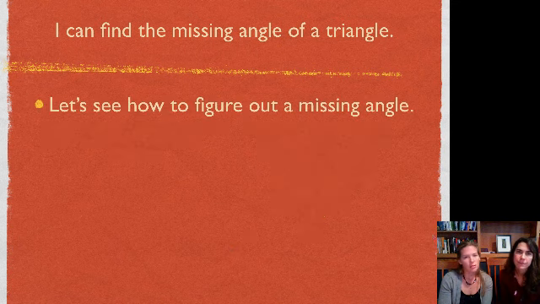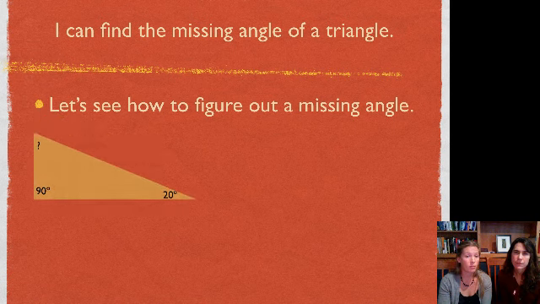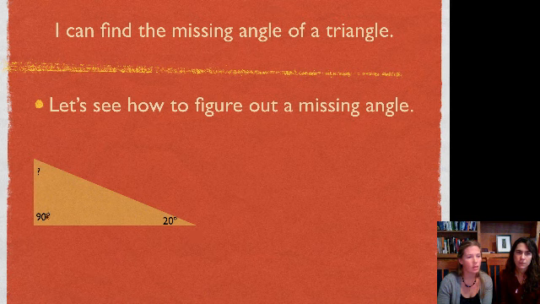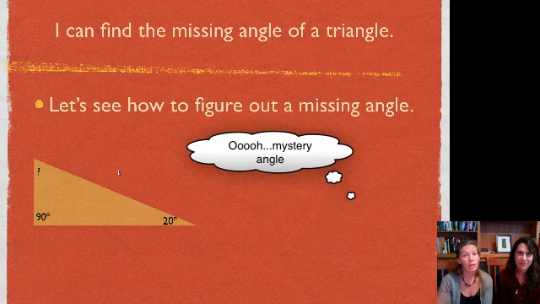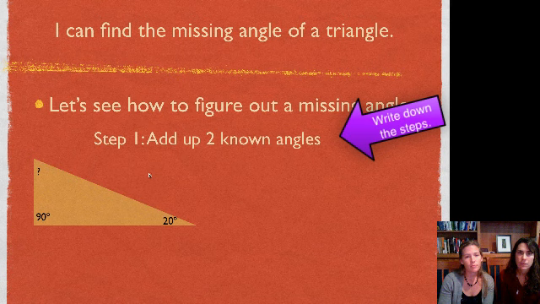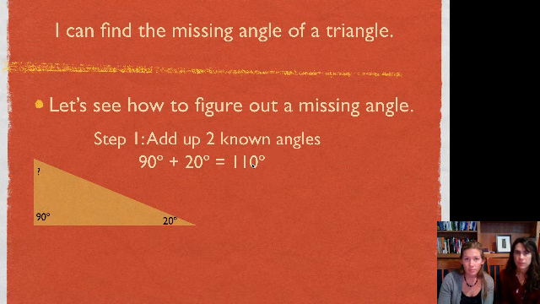Alright, we are going to do an example for you where we give you 2 angles, but we're missing one, and you need to find it. So in this case, we have our triangle. We have a 90-degree angle, and we have a 20-degree angle, and we have our mystery angle. So we need to try and figure out what the mystery angle is. And there's a couple steps that you can take, and you're going to want to write down the steps. They're really super short. Step 1, add up the 2 angles that you know already. So we know 90 and we know 20. So we're going to add those together, and they get 110.